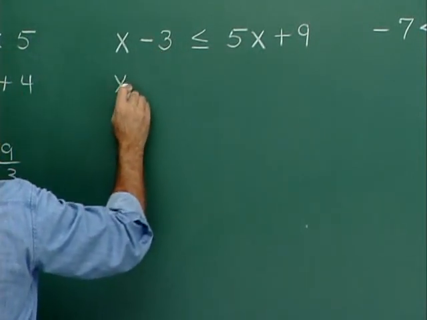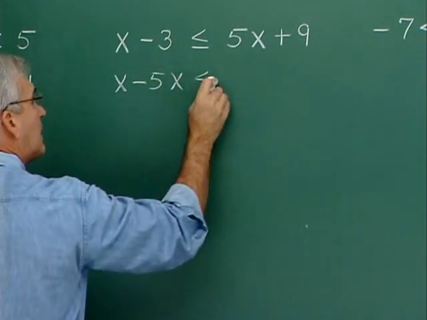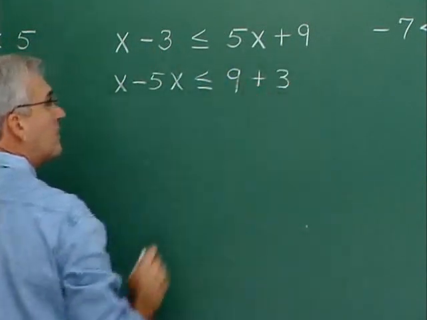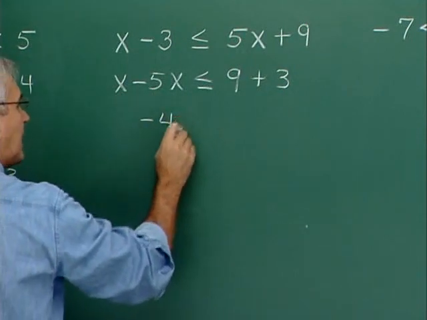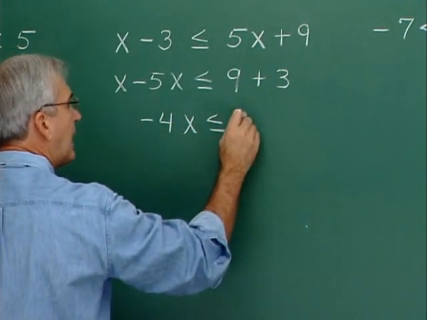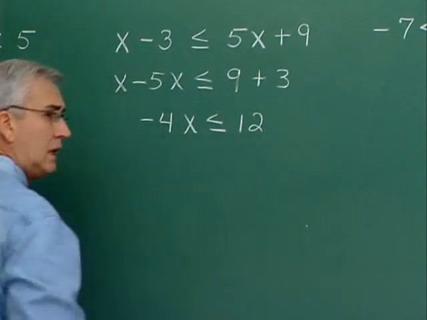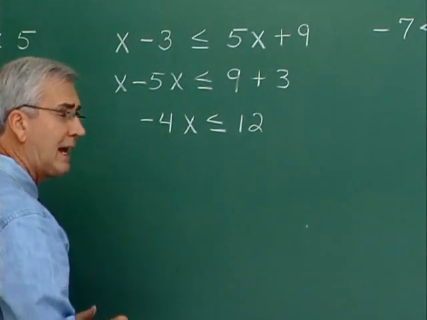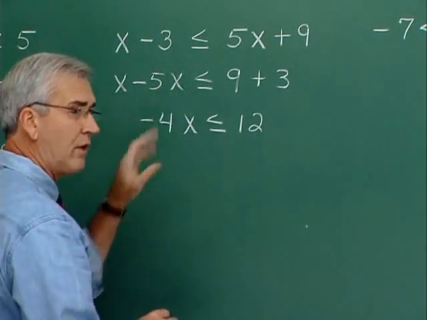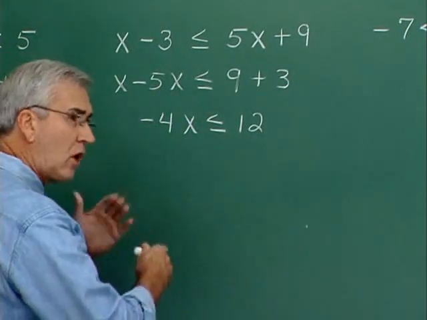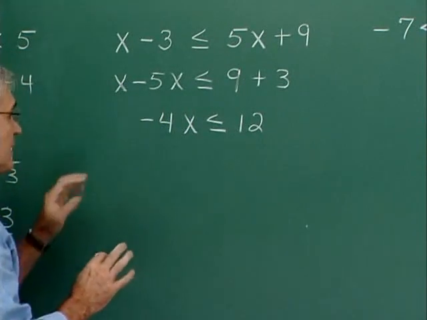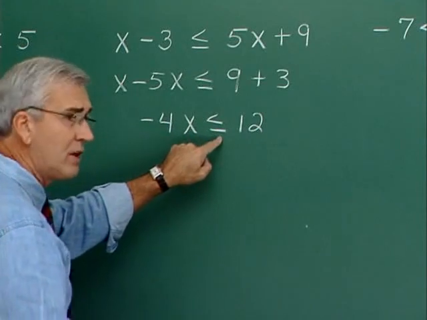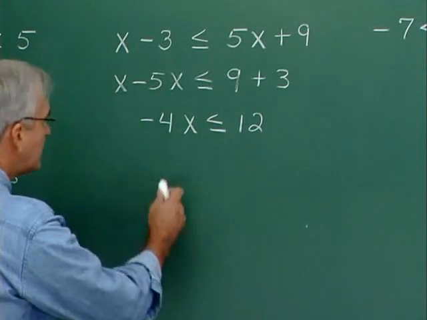So we have x minus 5x. And then on the right, we have the 9 coming down, and then adding 3, we get this. Collecting on the left, we get -4x, and on the right, 9 and 3, 12. Now we need to divide by the coefficient of x in order to isolate that x. But this situation is one of the nuances in solving linear inequalities. And the nuance is this, that when we divide by a negative value, we have to change the sense of the inequality.